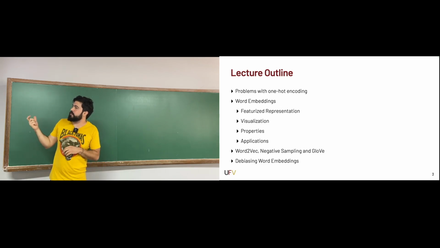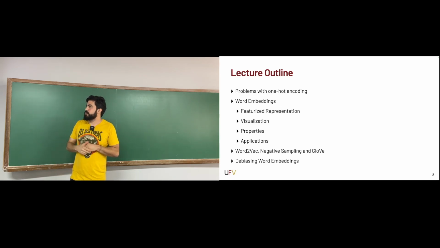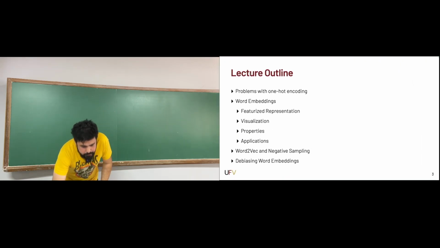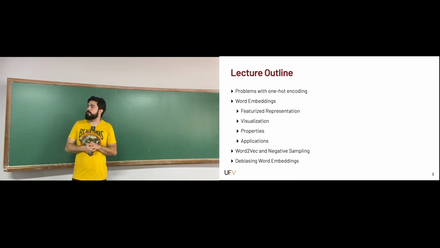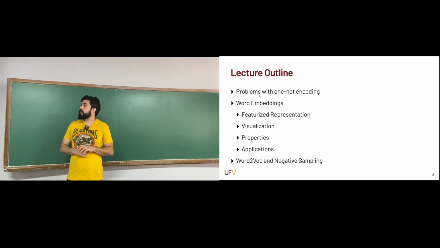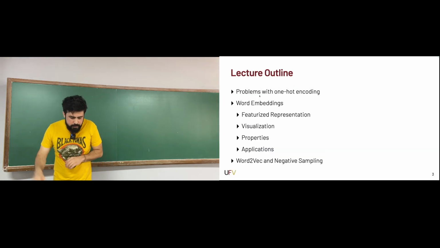And then we'll see two popular word embedding algorithms, word2vec and negative sampling. I'm not going to talk about GloVe, and we are not going to talk about debiasing word embeddings because we won't have time. Okay, that's the outline for today.